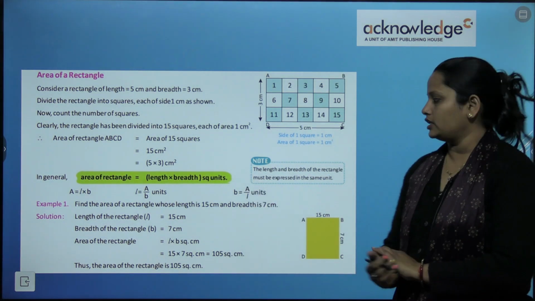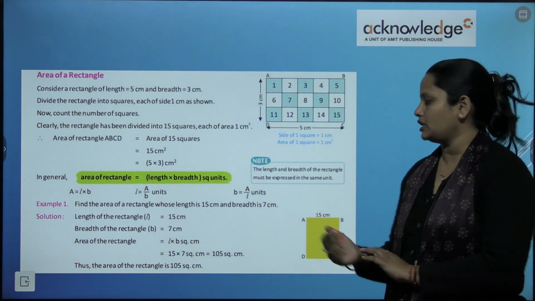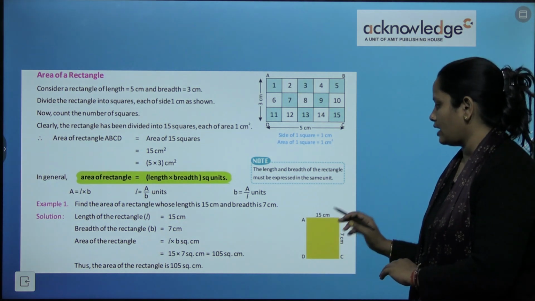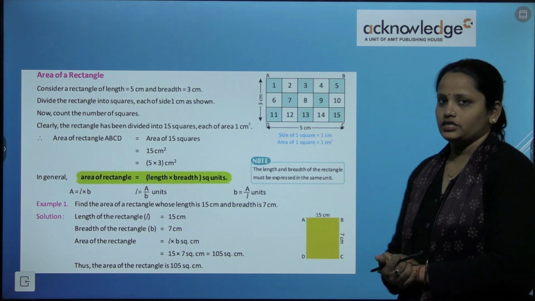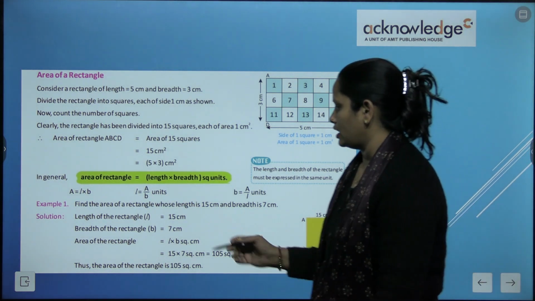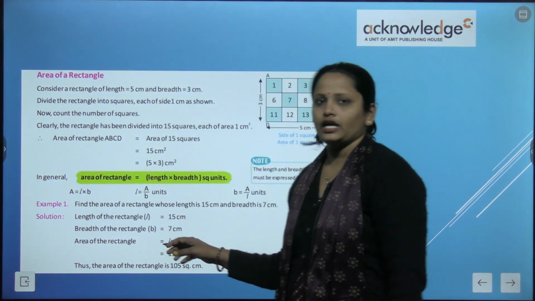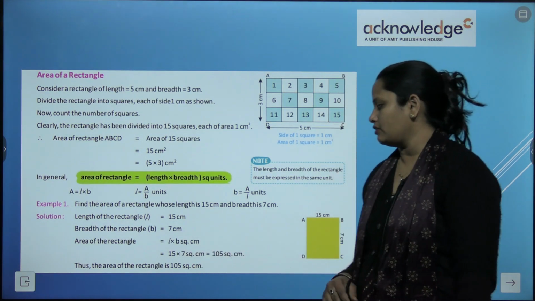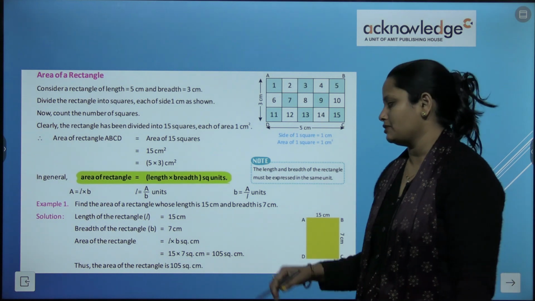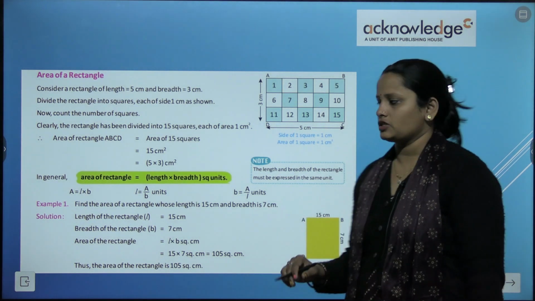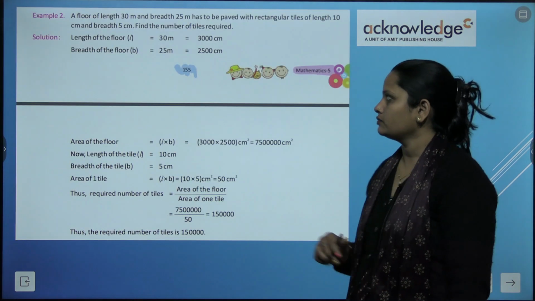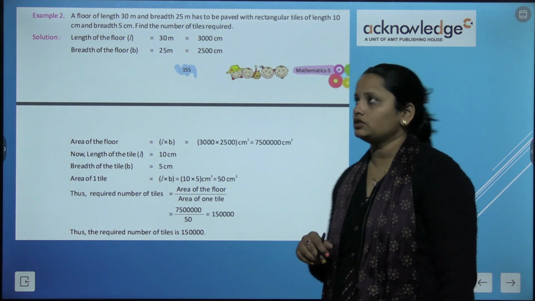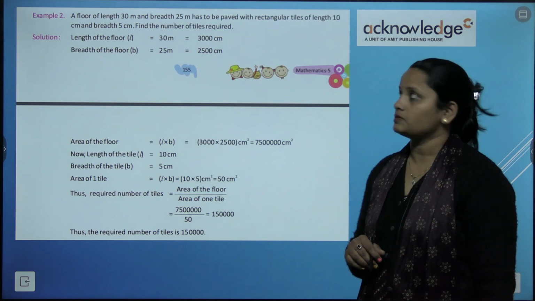Find the area of the rectangle whose length is 15 centimeter and the breadth is 7 centimeter. So हमारे सामने एक rectangle है जिसका length क्या है 15 centimeter और breadth क्या है 7 centimeter. हमें इनका area निकालना है. So what is the formula of area? The formula of area is length multiply breadth. So 15 multiply 7 we will get 105 square centimeter or centimeter square. Both are correct.